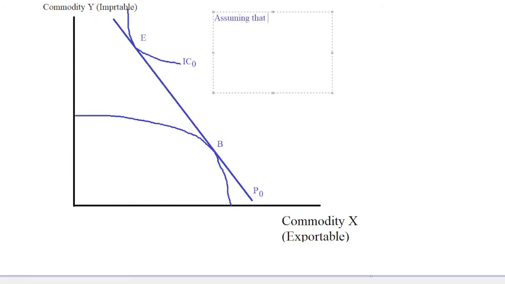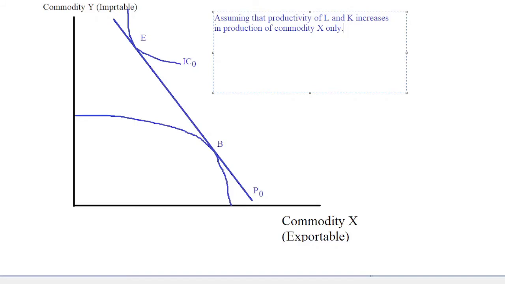Assuming that productivity of L and K, labor and capital, increases in production of commodity X only. This is just for simplification. So see, how does growth take place?